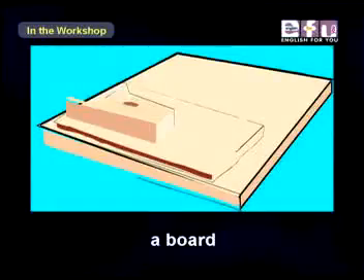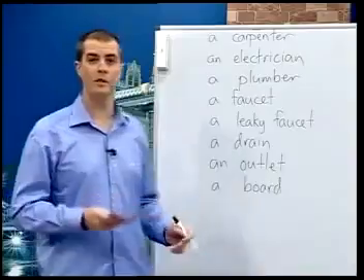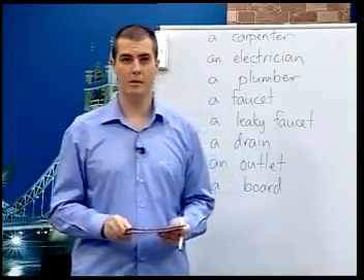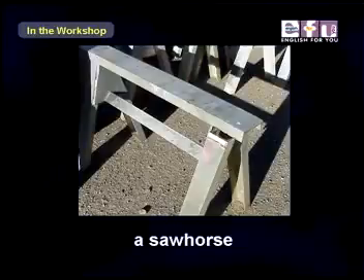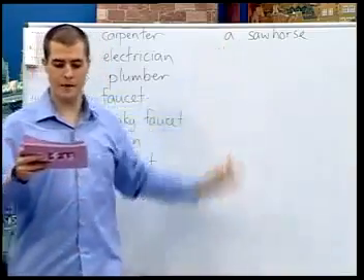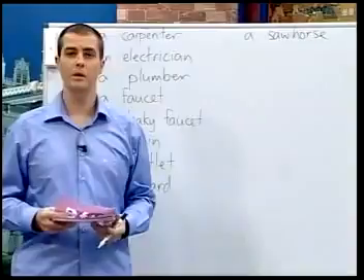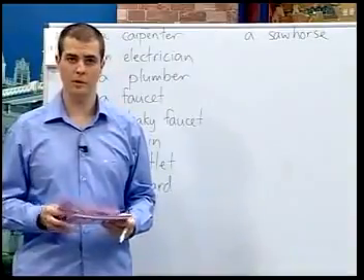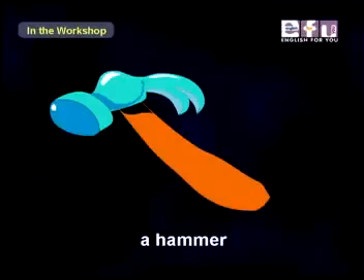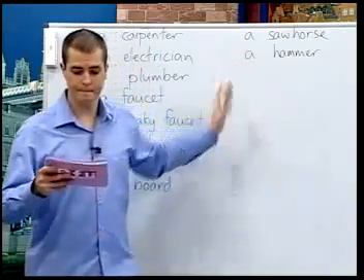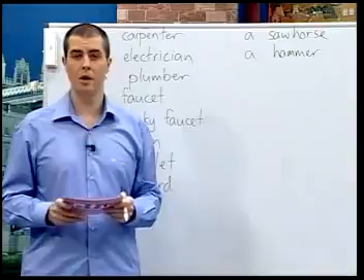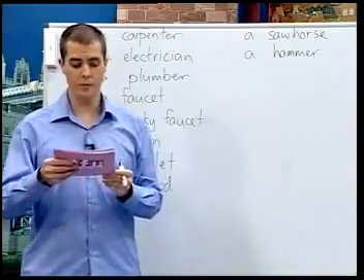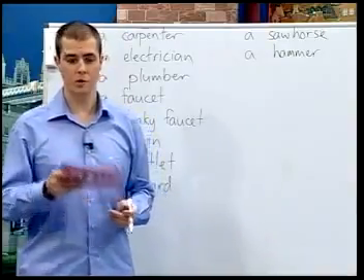A board is a flat, wide piece of wood. So over here, a sawhorse. A sawhorse is a wooden frame used to support boards. A hammer is a tool with a heavy metal part on a long handle, and it's used for hitting nails into wood.